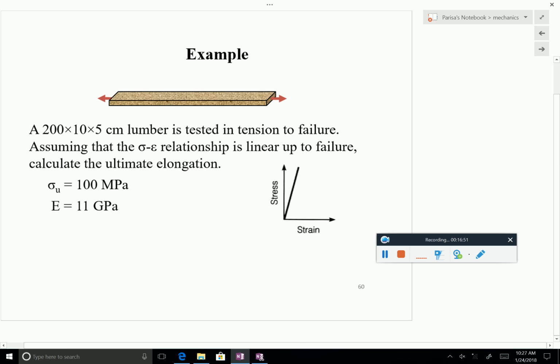So now, we do a couple of examples, and there is one important example at the end, so we should try to be more efficient today. So one example is you have a piece of lumber, you are putting it in tension, and here is a stress-strain curve. So here it is a super brittle material. You increase the stress, and at some point it breaks. You want to see what would be the ultimate elongation if you have the ultimate, this U is for ultimate stress.